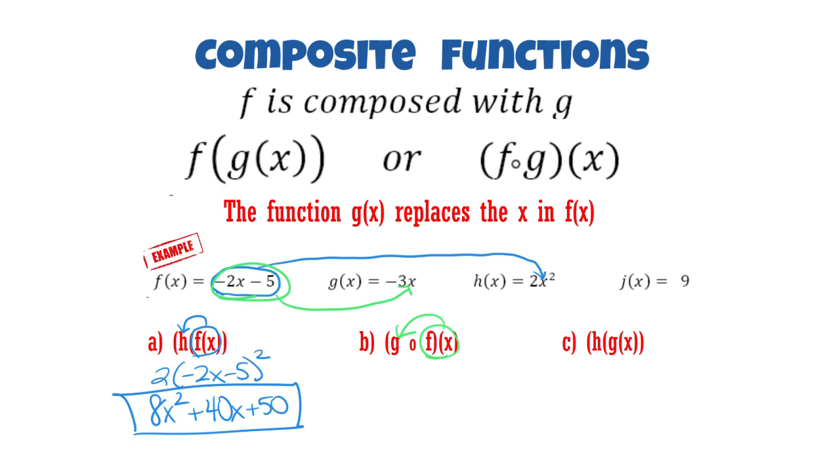Now, instead of g looking like negative 3x, it's going to look like negative 3. And instead of the x, it's going to have this negative 2x minus 5. We're going to distribute and be done. Last one, I want you to try this one on your own.